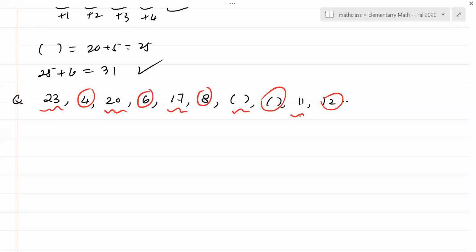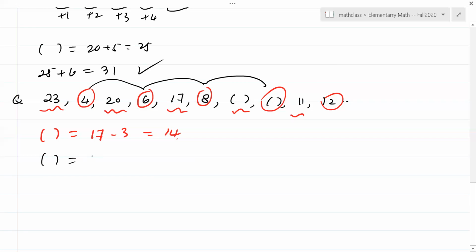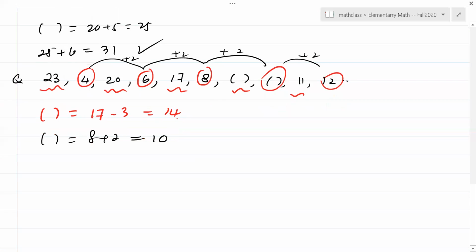Okay, so 23, 20, 17 decrease by 3 each time. So this first number is going to be 17 minus 3, which is 14. And the other one is increased by 2, from here to here to here. So it's going to be 8 plus 2 is 10, and then 10 plus 2 is 12. It's plus 2, plus 2, plus 2, plus 2. So 14 and 10 are the answers.